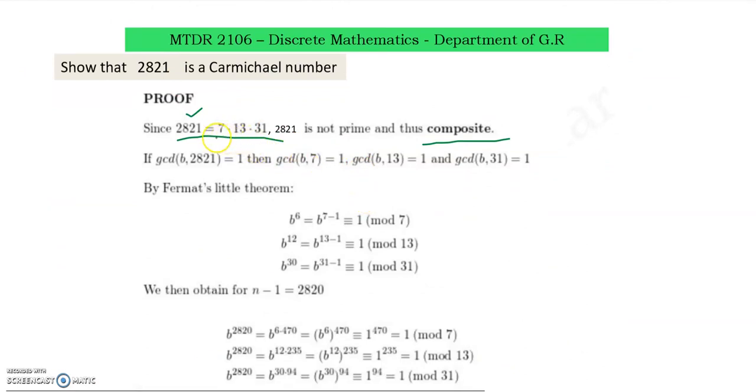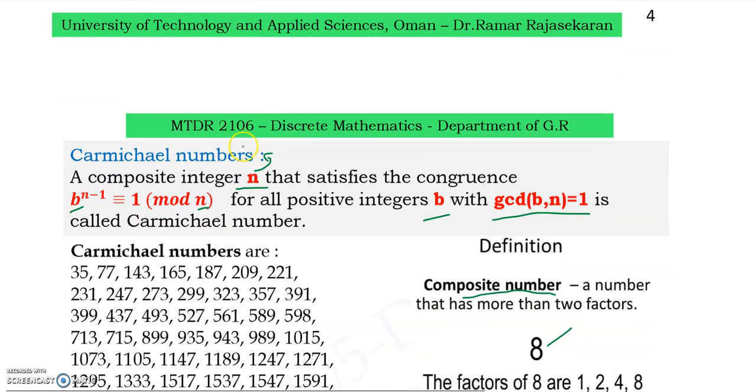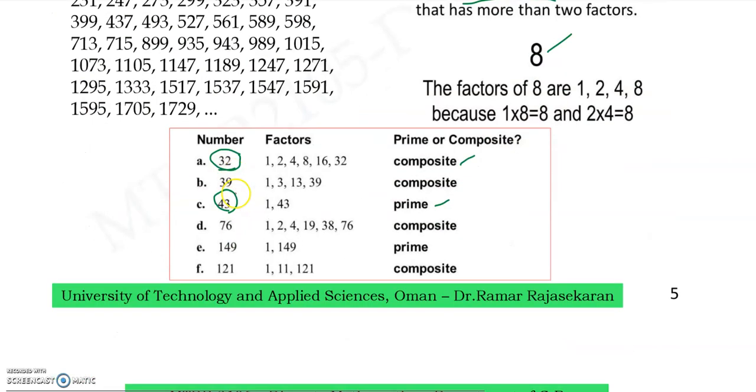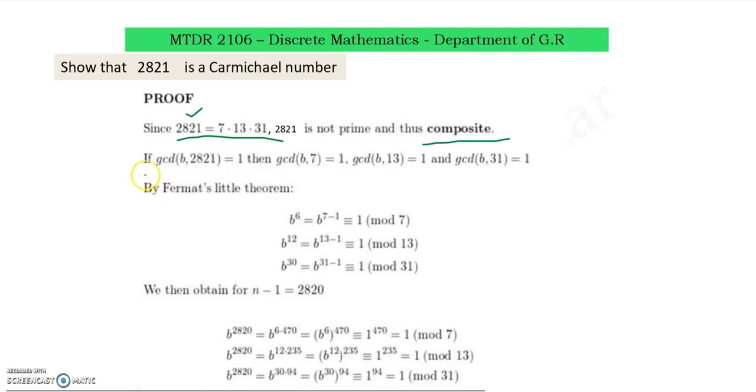Because this number has more than 2 factors, 2A21 is a composite number first. Now see here, the GCD of B comma N is equal to 1. This is the condition for this. Now suppose we assume the GCD of any number B; we don't know what B is. B is any integer.